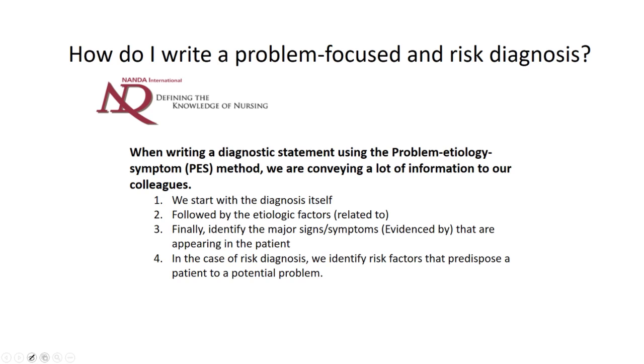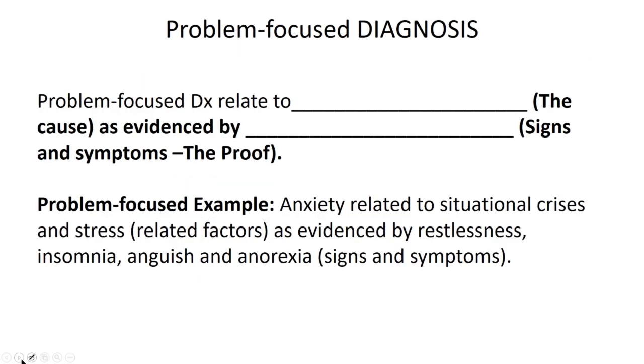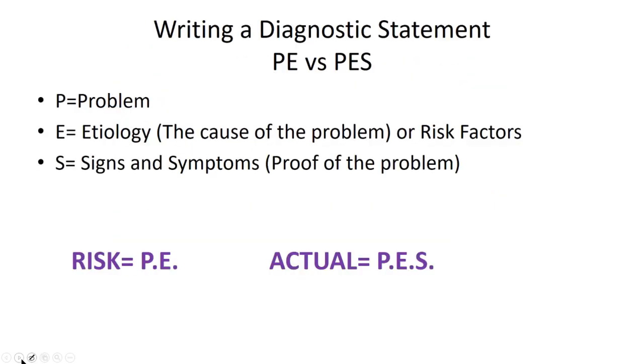So a problem focus, there's a problem, there's a reason they have it, and you will see actual signs and symptoms. A risk diagnosis means that if I don't do something, they're going to have it. So they're at risk for this problem, and these are the reasons why they're at risk. And then the wellness diagnosis, all you have to do is write the label such as readiness for enhanced health management, and then just put maybe diabetic care, whatever you're going to be working on. That's all you have to do for that. Okay, so we'll go through those.